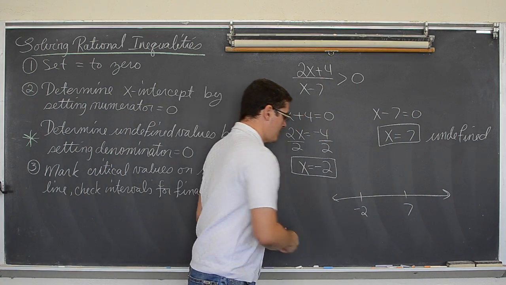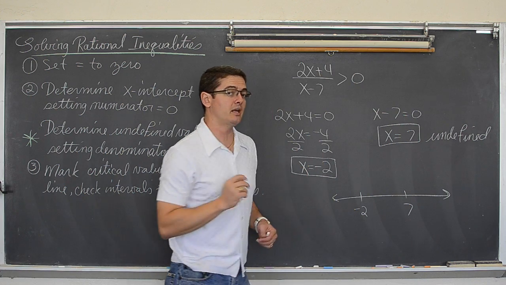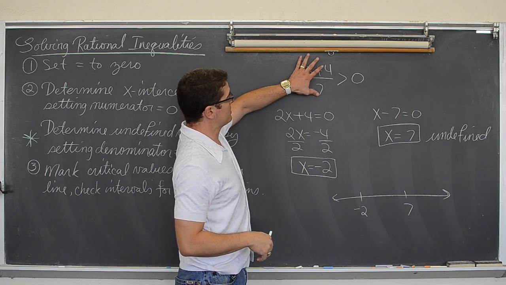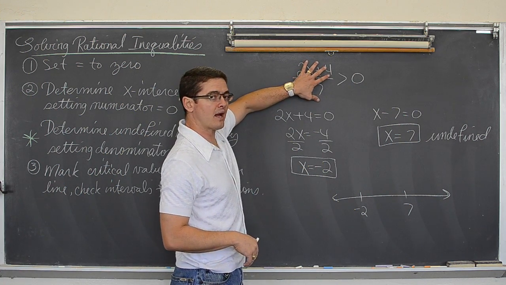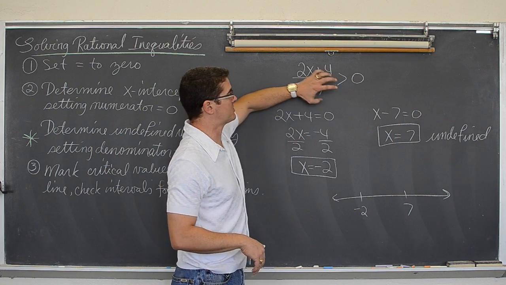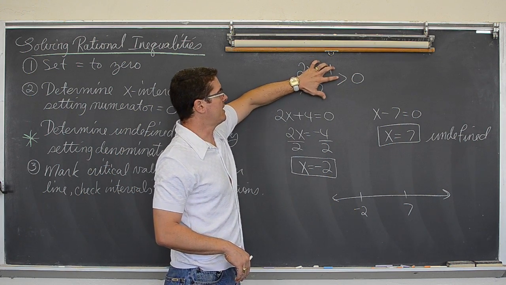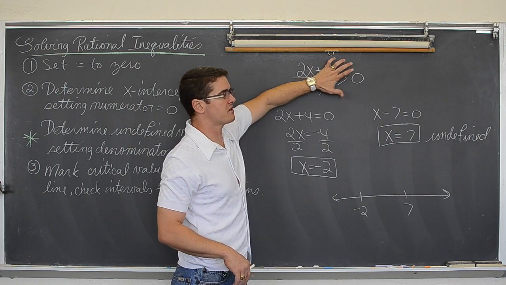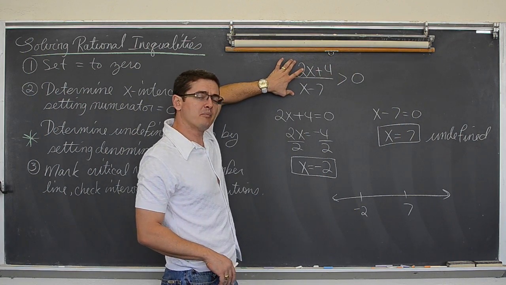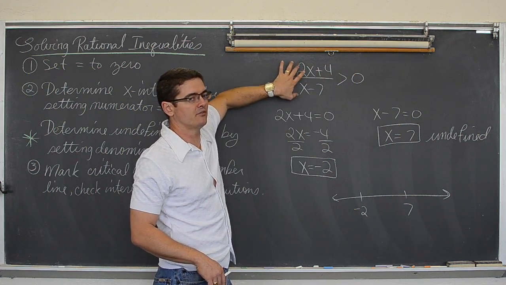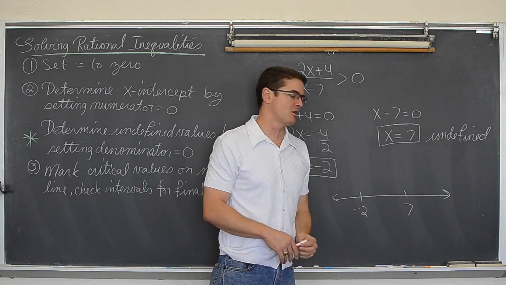Now I'm going to check a number because this is not an equation, it is an inequality. I need this rational function to be greater than 0. So how do you divide two numbers and get a number bigger than 0, or a positive answer? They both have to be positive or they both have to be negative, and that's what this number line is going to help us determine.